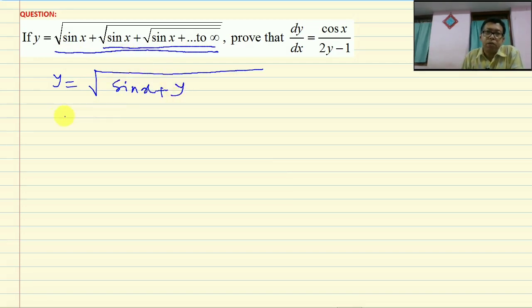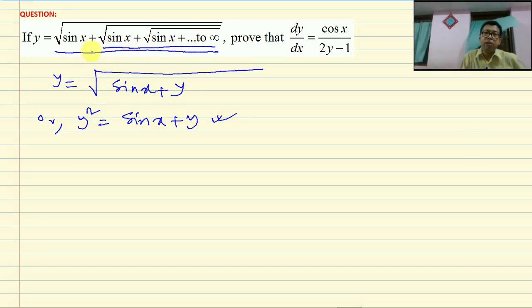If you square both sides, you will find y square is equal to sin x plus y. This is an important step. Again, I want to repeat that each and every term of the infinite series is the same as the previous one. So if you omit only the first term of the infinite series, the remaining part of the series will be the same as given in your question. So you can replace it by the earlier y. So y is equal to root over sin x plus y. Now squaring both sides, you get y square is equal to sin x plus y.